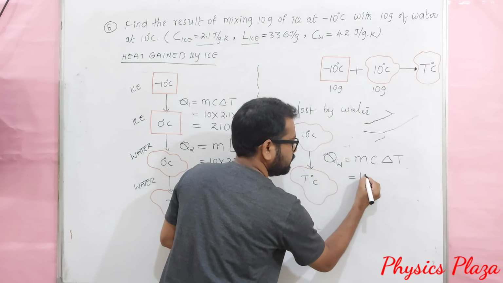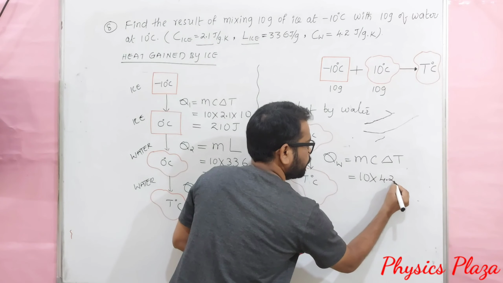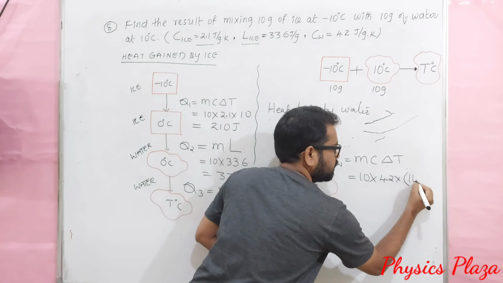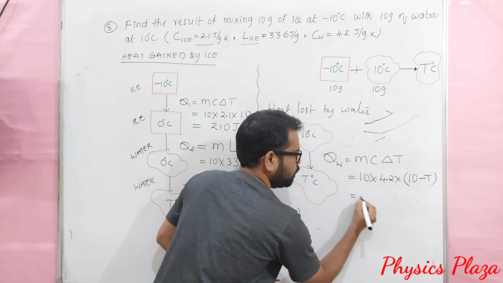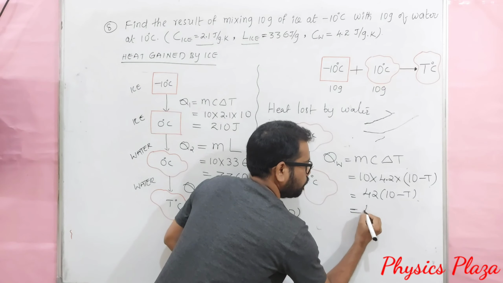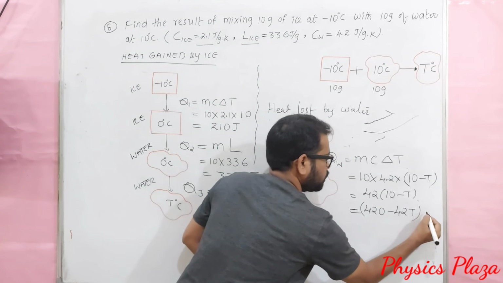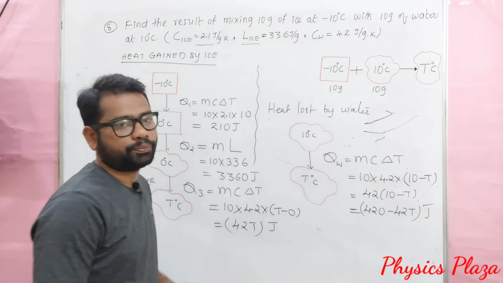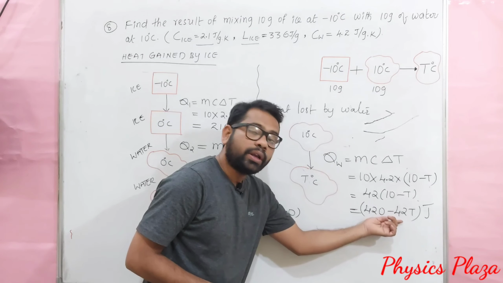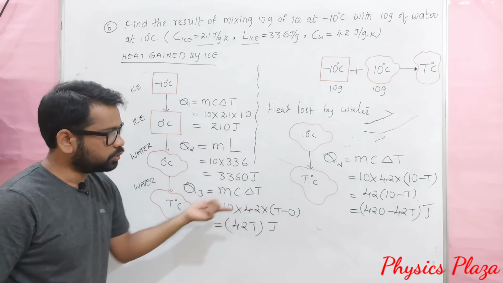Here M is given as 10. C, the specific heat capacity of water, is 4.2, into delta T, which is 10 minus T. So it is 42 into 10 minus T, which we can write as 420 minus 42T, the total amount of heat lost by the water. Then in order to calculate the T value, we have to equate heat lost by the water to heat gained by the ice, that is Q1 plus Q2 plus Q3. Children, you can copy this so that we can continue.